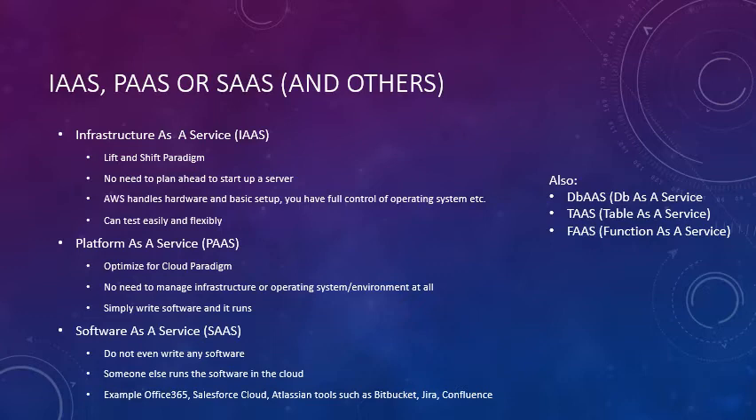So infrastructure as a service is all about what we just talked about, basically being able to set up web servers and computers and app servers and so on very, very quickly, very, very easily in the cloud. You don't have to plan ahead. You can literally just decide today that you want a server, and you can have it up within a few minutes, maybe 10-15 minutes. AWS handles the basic hardware issues and the basic setup. You have full control over the actual operating system. So if you want to upgrade the operating system, or configure it in a particular way, you can do that.